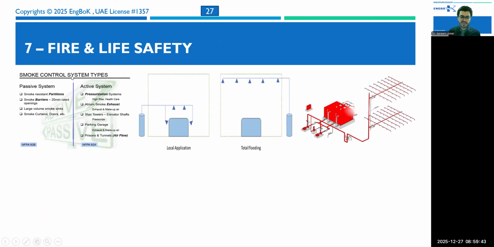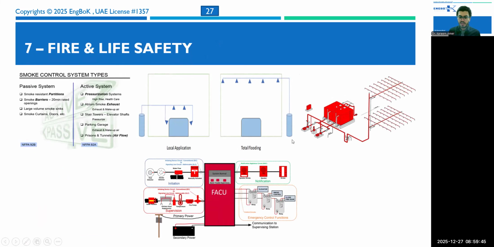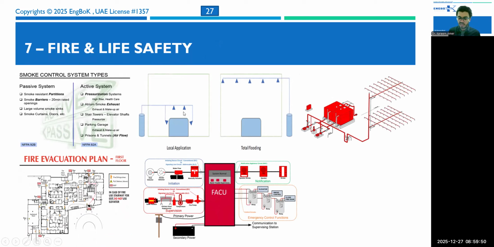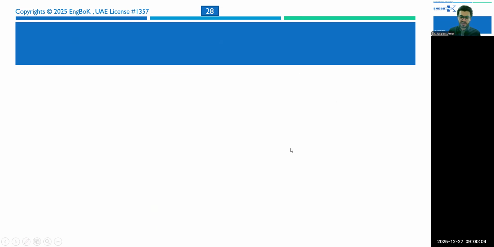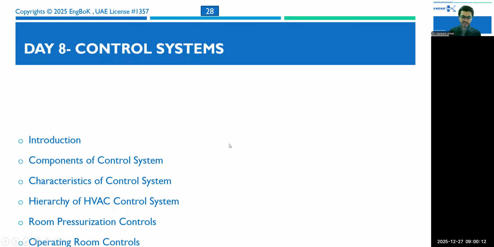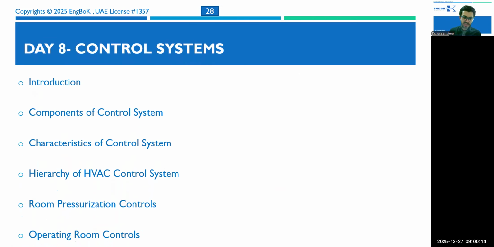Here, comparison between passive and active systems, smoke control, clean agent if required in any plant room or any specific room in a healthcare facility as per NFPA 101 requirements, fire evacuation plan based on defend in place concepts, different initiating and supervising notification devices and appliances in the fire alarm system, sprinkler system requirements, and Joint Commission life safety standard.